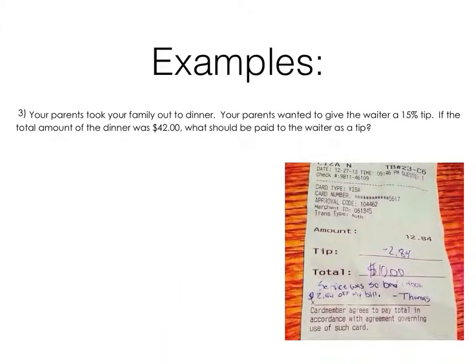Your parents took your family out to dinner. Your parents wanted to give the waiter a 15% tip. If the total amount of the tip was $42, what should be paid to the waiter as a tip?